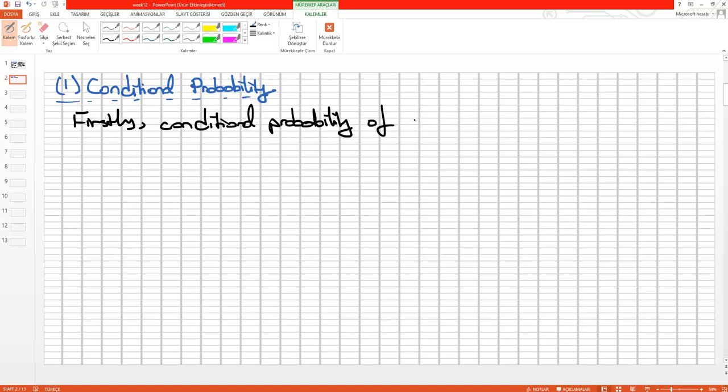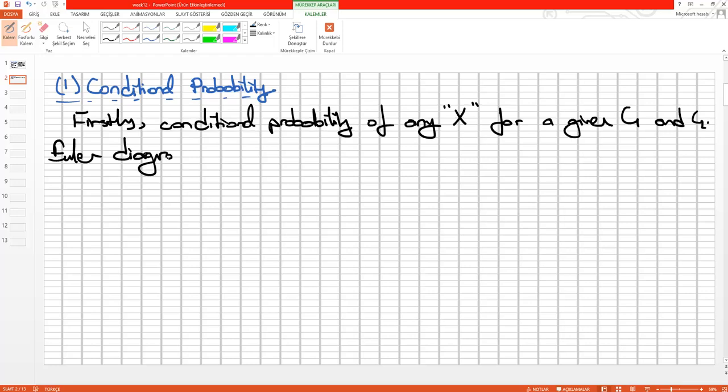Of A or any X for a given C1 and C2. In order to analyze it, we should derive the Euler diagram of any cases in here, okay?